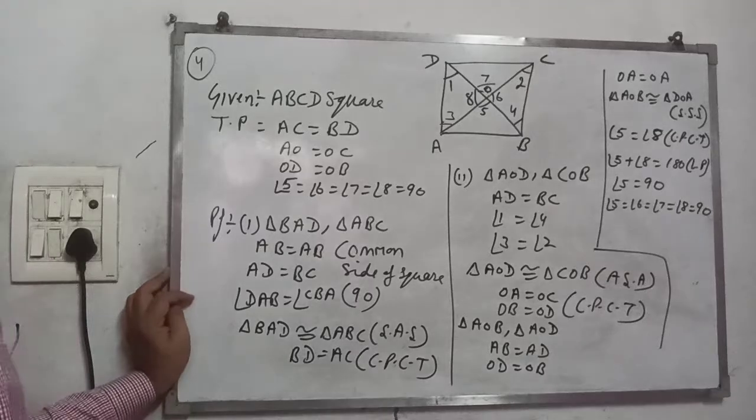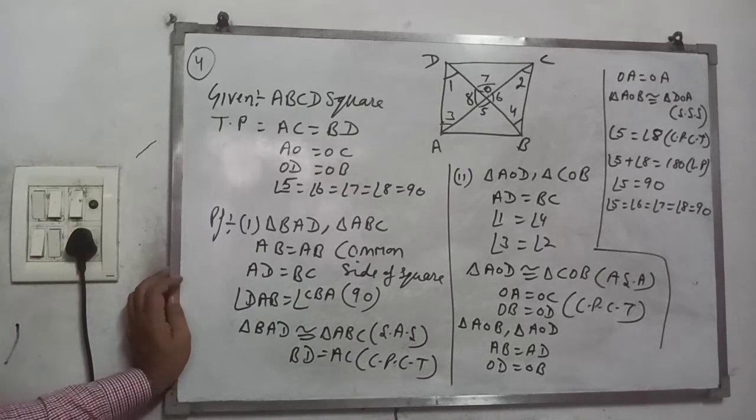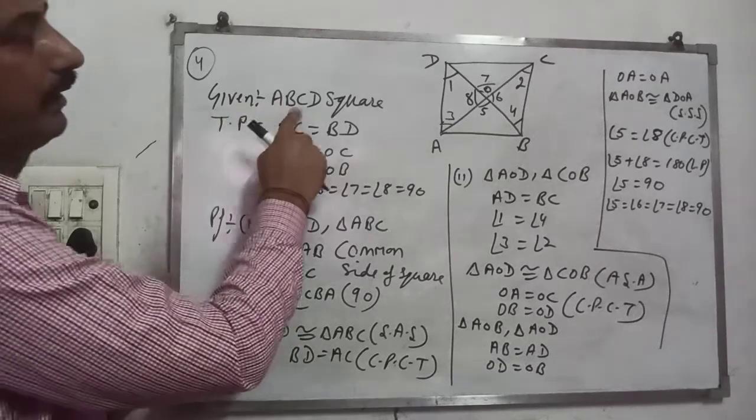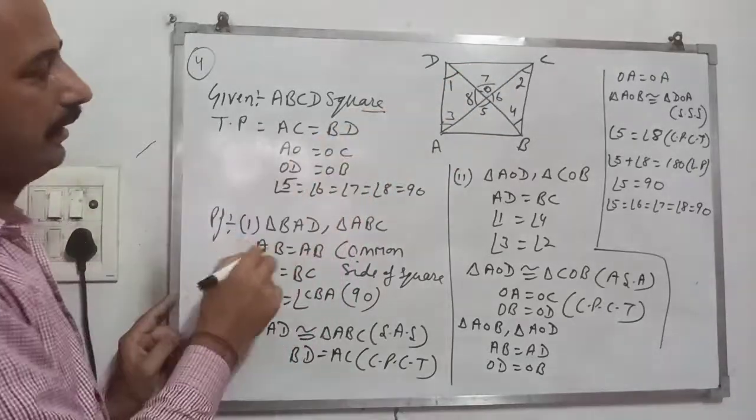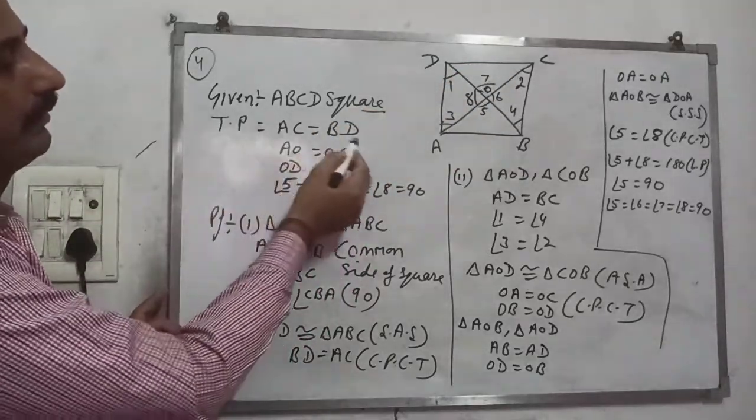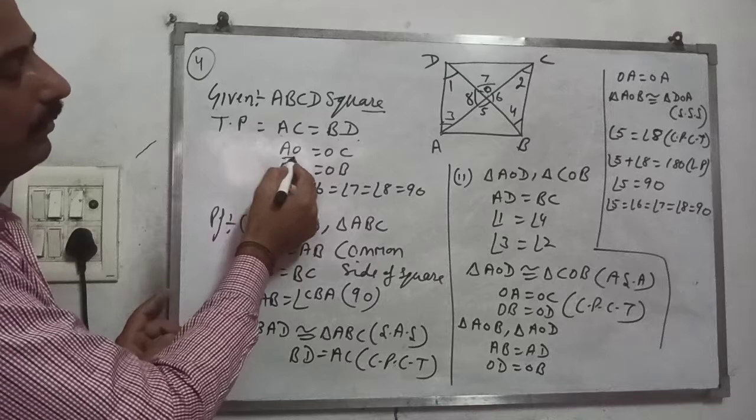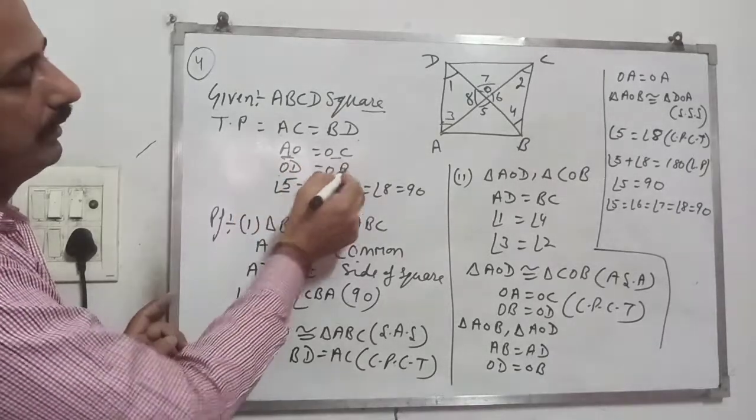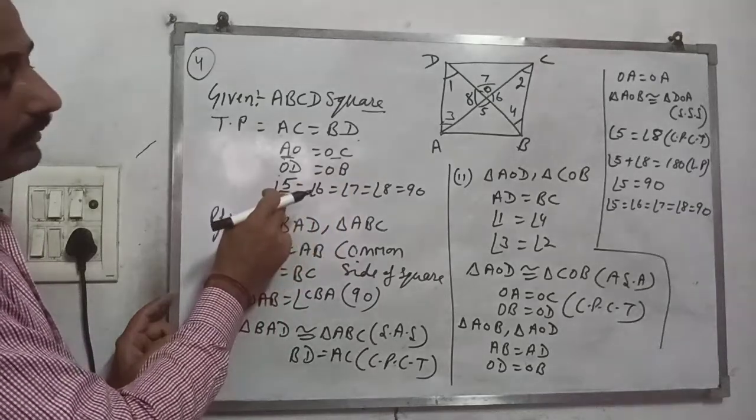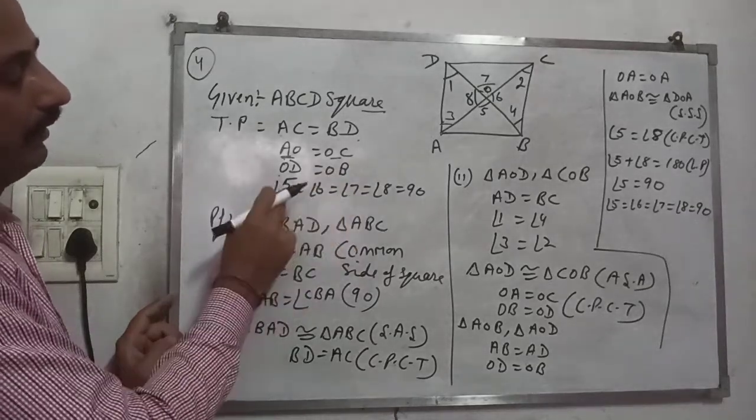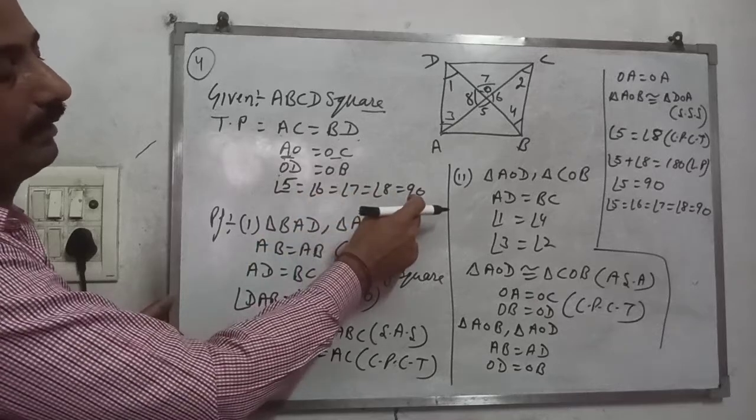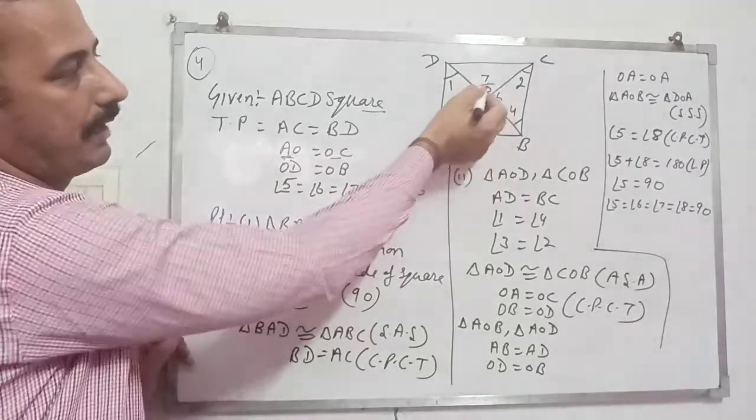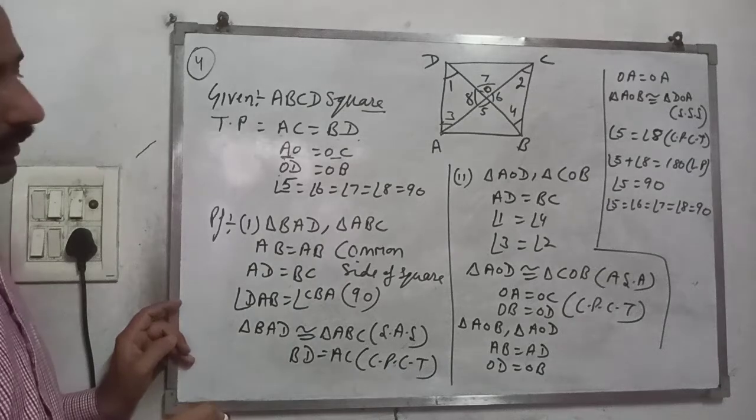Now look at question number 4. Show that the diagonals of a square are equal and bisect each other at 90 degrees. So it is given ABCD is a square, right? We have to prove AC equal to BD and the diagonals bisect each other. It means OA equal to OC, OD equal to OB, and they bisect at 90 degrees. Angles 5, 6, 7, 8 are equal to 90 degrees, that we also want to prove.